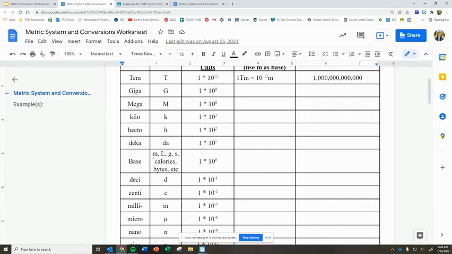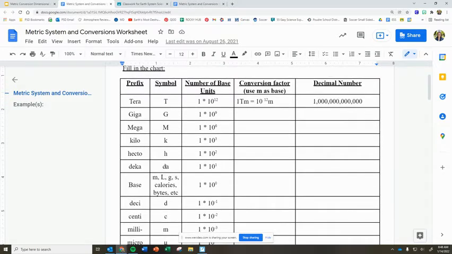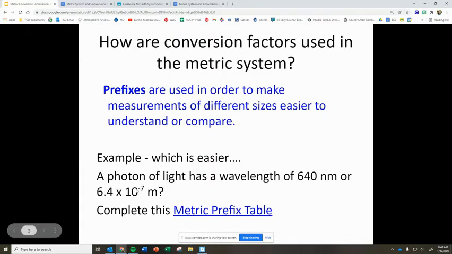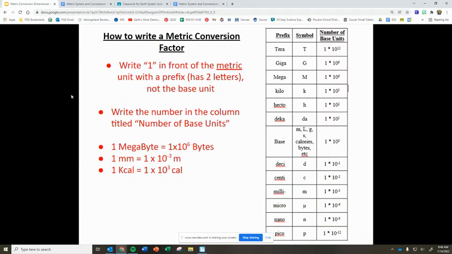All of those measure length, but the prefix goes before the actual base, and it tells you to what extent that number is modified. Okay, so our base units include meters, liters, grams, seconds, calories, bytes, and there's a couple other ones as well. So we're going to talk about what these prefixes tell us, how we use them, and then how we write them. So today, we're going to learn how to write the metric conversion factor.